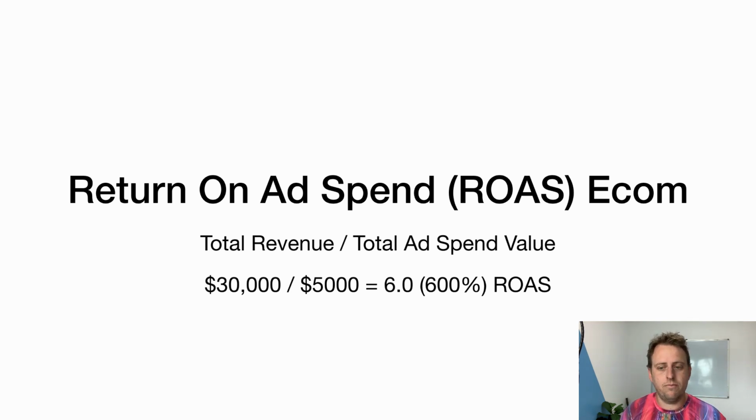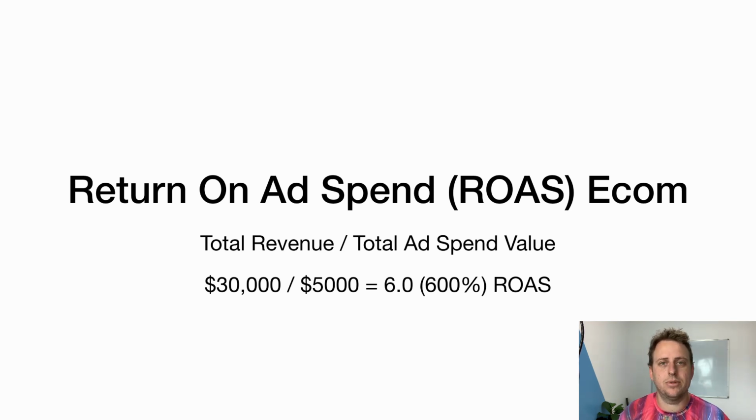You take your total revenue, you divide it by your total ad spend value. So if you spent $5,000 to generate $30,000 in sales, your return on ad spend would be 6. You may also see that described as 6x or 600%.